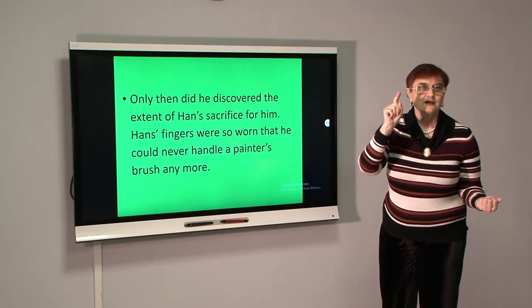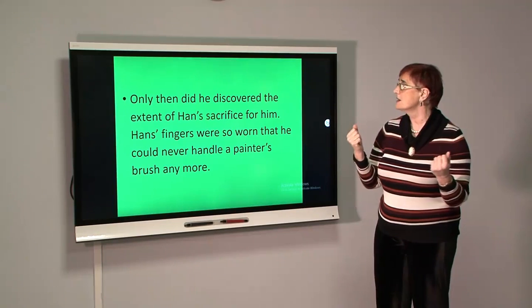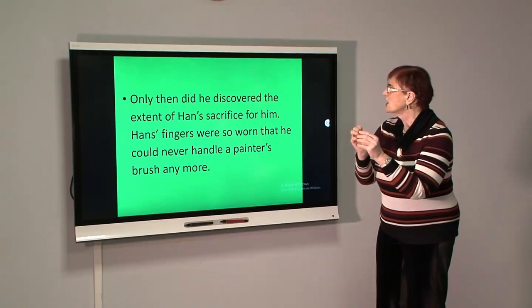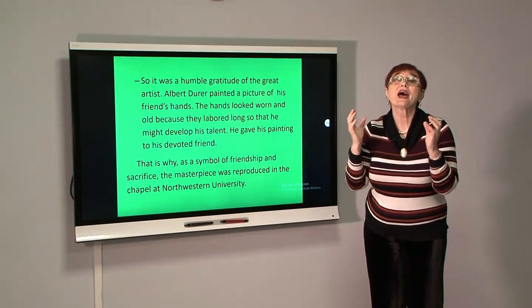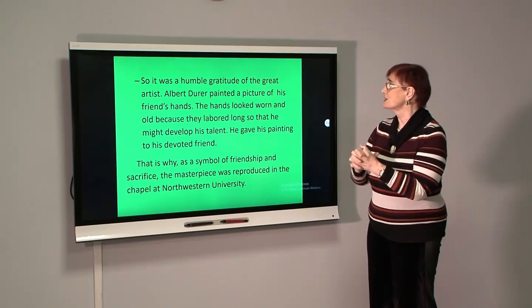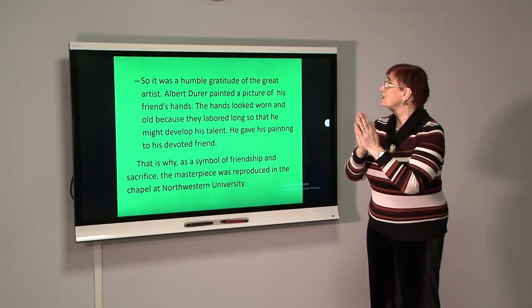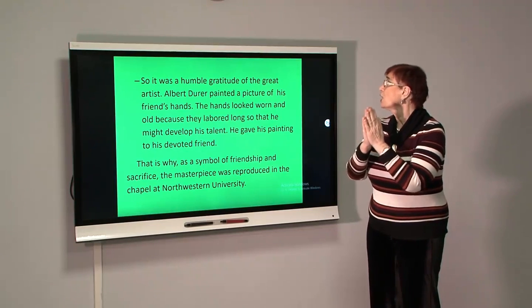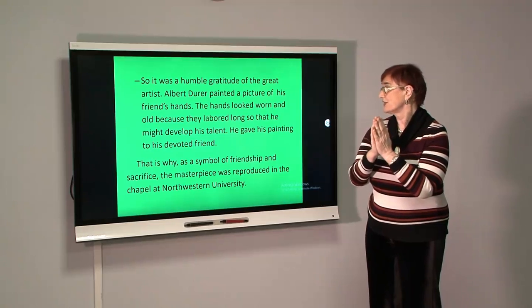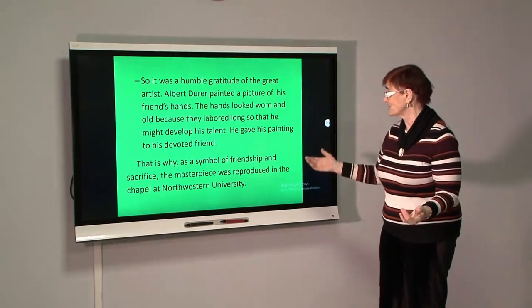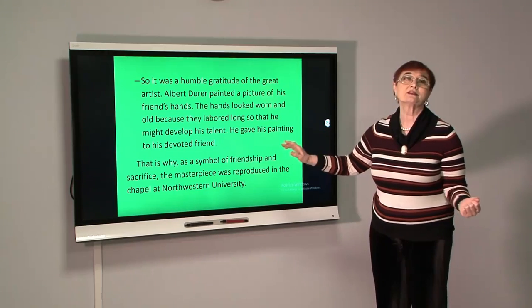Only then he discovered the extent of Hans' sacrifice for him. Hans' fingers were so worn that he could never handle a painter's brush. So out of humble gratitude, the great artist Albrecht Dürer painted a picture of his friend's hands. The hands looked worn and old because they labored long, so that he might develop his talent. He gave his painting to his devoted friend. That is why, as a symbol of friendship and sacrifice, the masterpiece was reproduced in the chapel at Northwestern University.